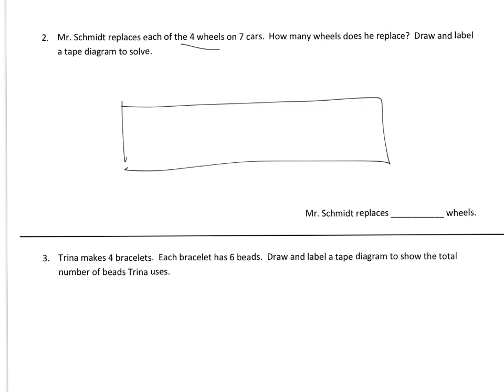I know that there are 4 wheels and 7 cars. So, what are my groups? My wheels or my cars? My cars are my groups, so I know I need 7 groups in my tape diagram. 1, 2, 3, 4, 5, 6. And I know that 6 lines gives me 7 groups. If there are 4 wheels on each car, do I know how many to put in each group? Yes, because each group is a car, so I need 4 in each group. 1, 2, 3, 4. And I'm going to keep going until I fill up all my boxes.